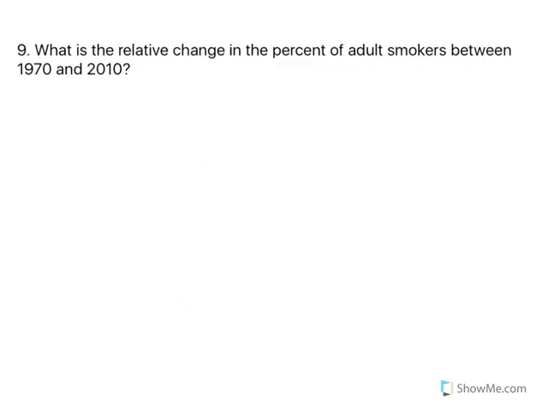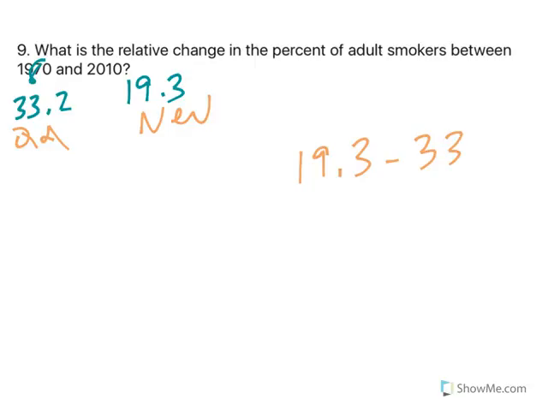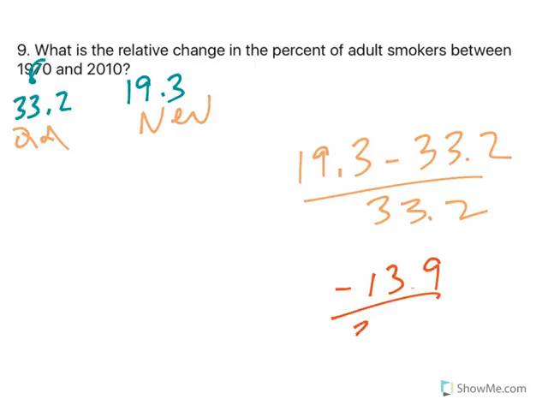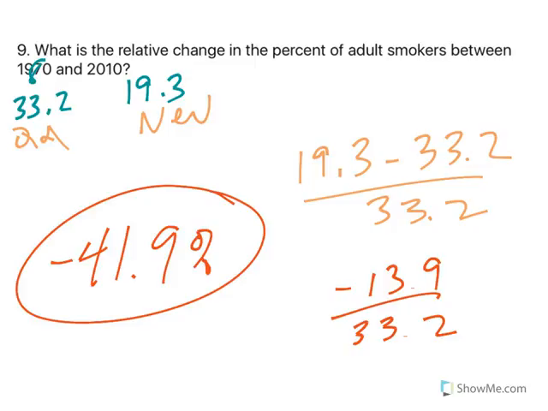And now, what is the relative change in the percent of adult smokers between 1970 and 2010? You know what? That should probably say 1980 because we don't have information from 1970. So in 1980 it was 33.2 and in 2010 it was 19.3. So I would go new and old. So new minus old divided by old. And that gives me negative 13.9 over 33.2 for a negative 41.9%. So from 1980 to 2010, the percent of adults who smoke decreased by almost 42%.